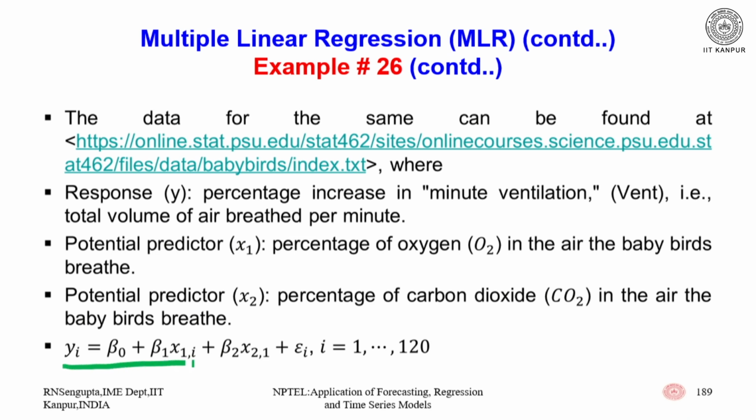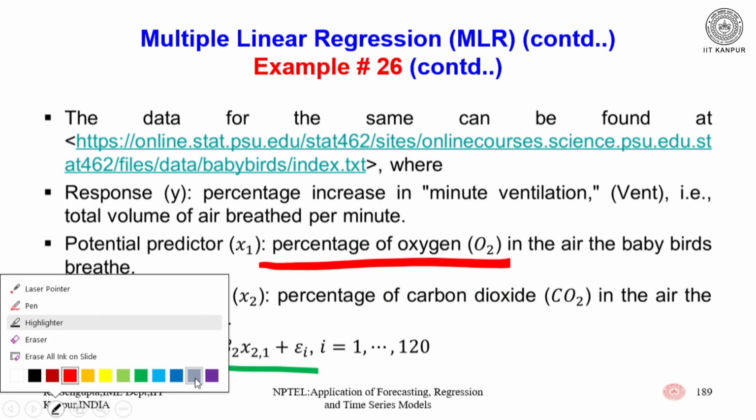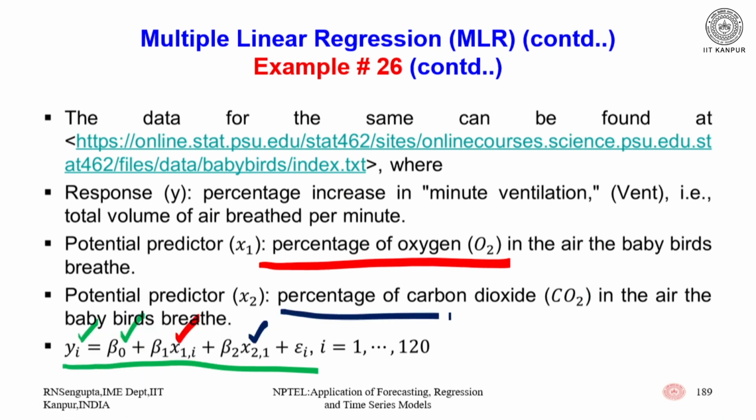We have not found beta 1, beta 2 yet, we are going to find them, but first the model, which I will highlight. You have y1 equal to beta naught, which is the intercept. Beta 1 is the regression coefficient with respect to x1, the first variable, which is here, and I will put a tick mark with a different color. Similarly, x2 is the percent of carbon dioxide in the air the baby birds breathe out. There are in total 120 data points, and you have the error term epsilon also.